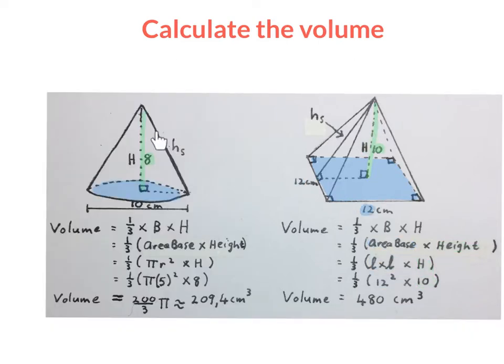So the cone and the pyramid use the same formula for volume. The only difference is here we have a circle as the base and here we have a square as the base. So it's area of the base times height times a third for both of them.